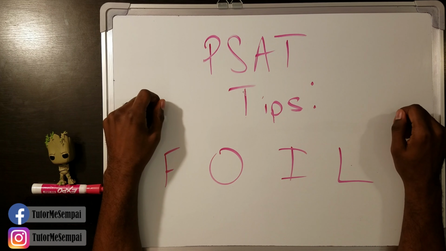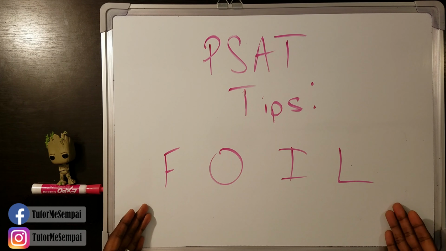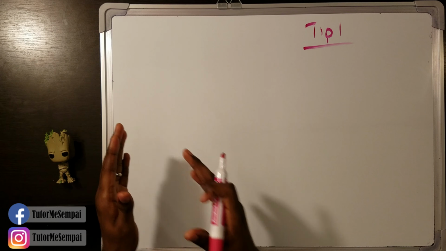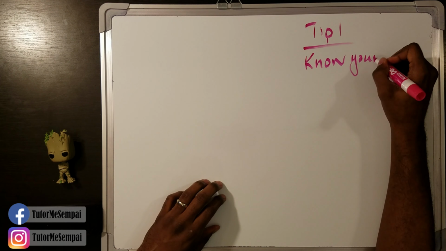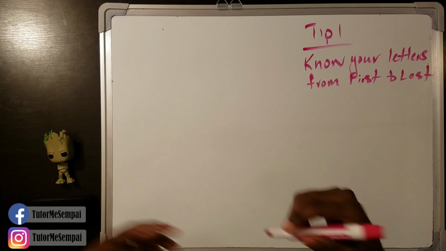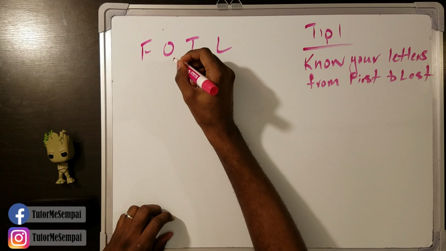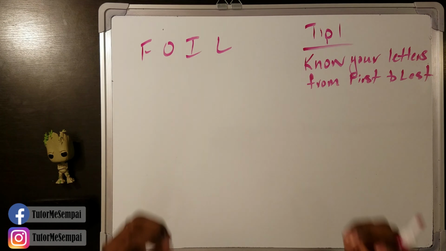Well, without further ado, let's talk a little bit more about the FOIL method. So the first tip I have for you today regarding the FOIL method is know your letters from first to last. Understanding that FOIL stands for first, outer, inner, last is not enough.